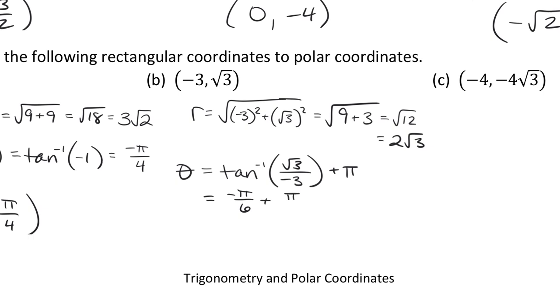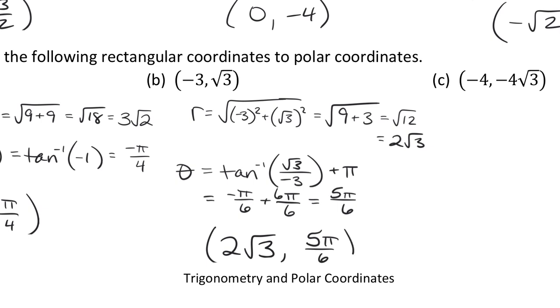When I'm adding fractions, what do they have to have? Which means I can rewrite pi as 6 pi over 6, yes? So what is negative 1 pi over 6 plus 6 pi over 6? Well, one of them's negative. 5 pi over 6, which means my coordinate point is 2 square root 3 comma 5 pi over 6.